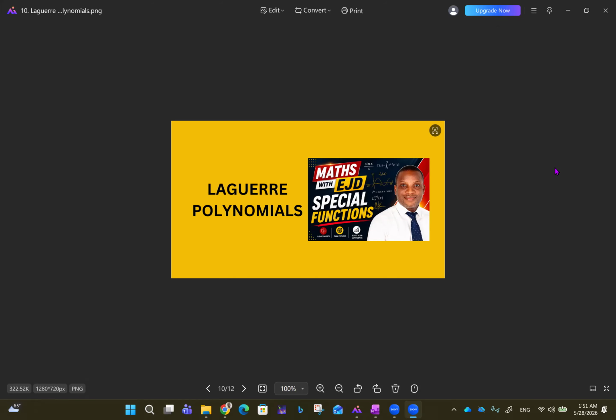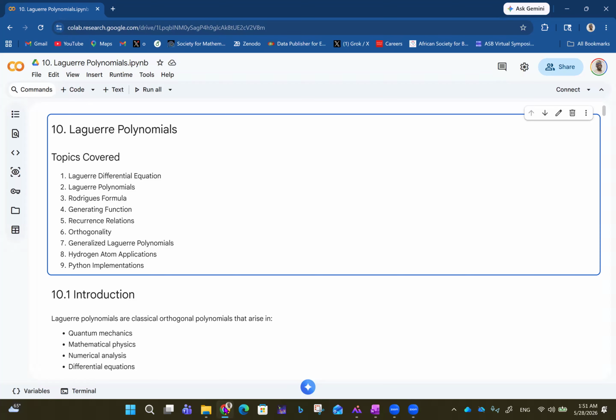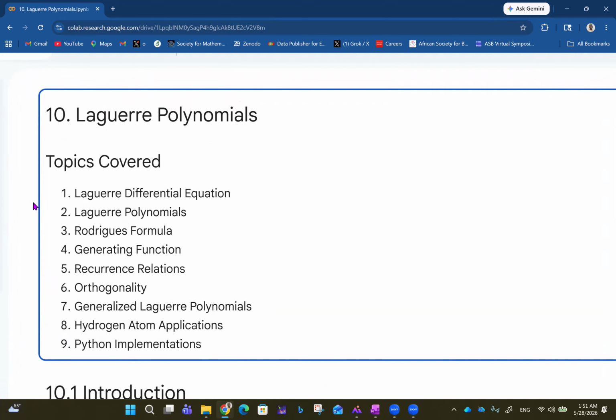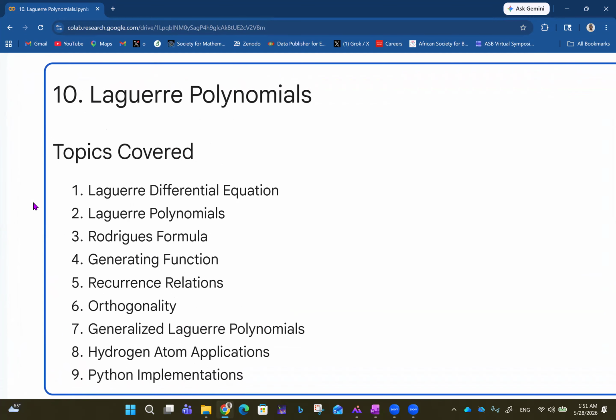So we now talk about Laguerre polynomials as we continue with the special functions playlist. We'll look at the following topics. We look at the Laguerre differential equation. As we know already, these special polynomials always arise from certain kinds of differential equations. So the Laguerre polynomials arise from the Laguerre differential equation.